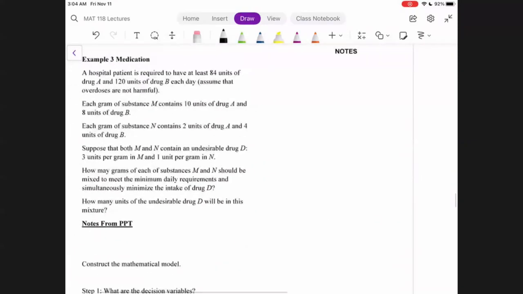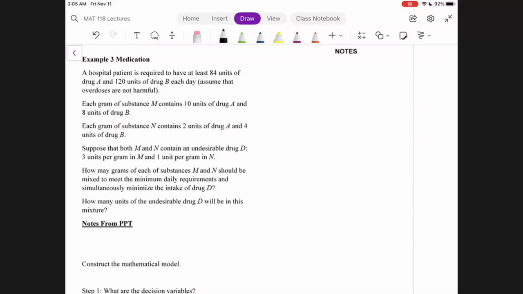So a hospital patient is required to have at least 84 units of drug A and 120 units of drug B each day. So I already have 2 different drugs here, A and B. Each gram of substance M contains 10 units of drug A and 8 units of drug B. Each gram of substance N contains 2 of A and 2 of B.